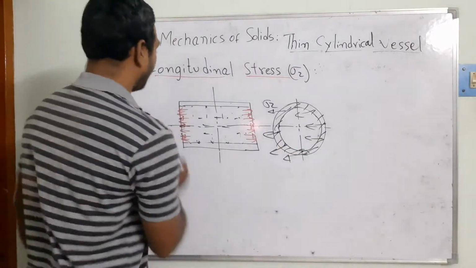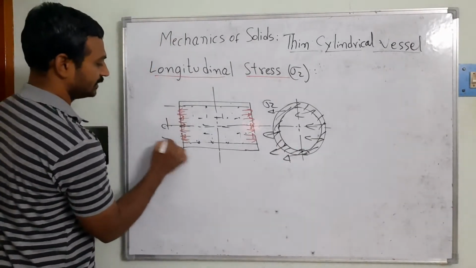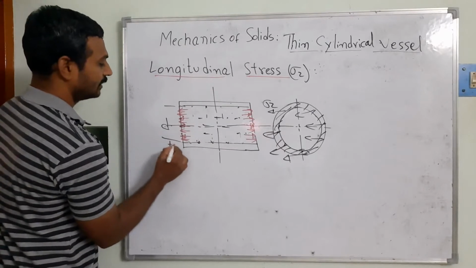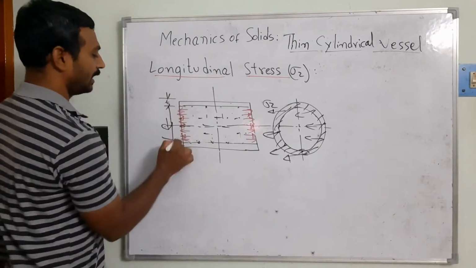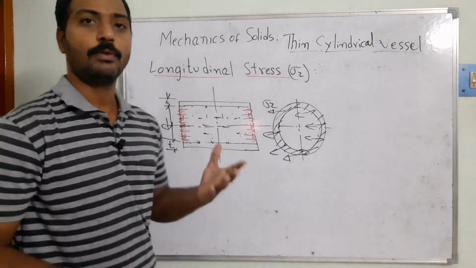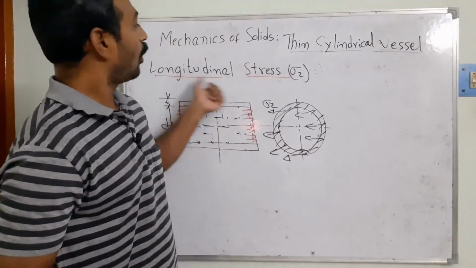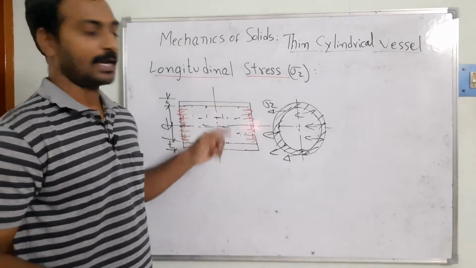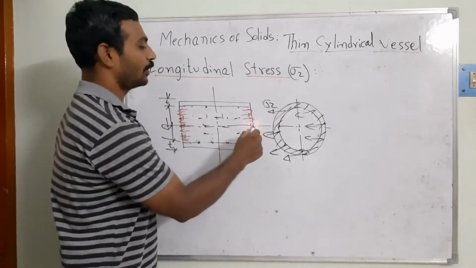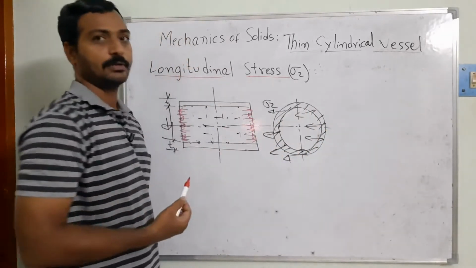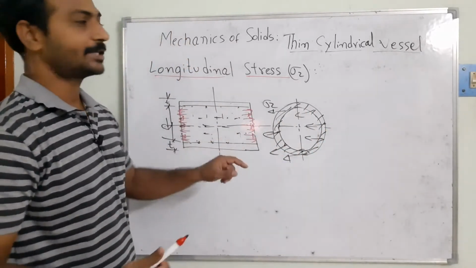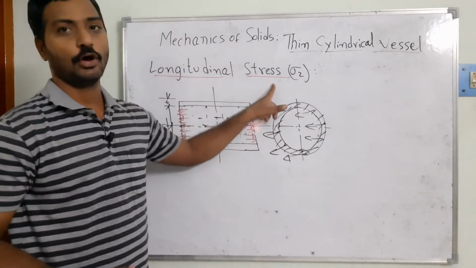We know that the diameter of this pressure vessel is D, and it has a thickness t as well. Now, using these geometrical parameters, we are trying to develop the longitudinal stress acting in this member. Can you see? The load is acting in the longitudinal direction, but the failure occurs in the circumferential direction. According to the load direction, I can say this is the longitudinal stress.